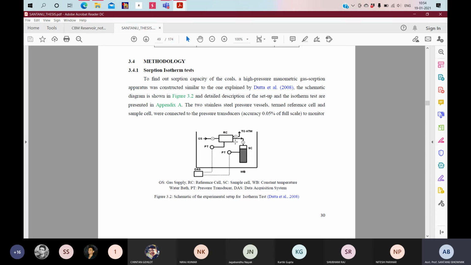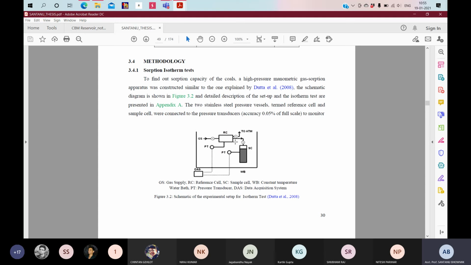In the next step, we will add some more gas. So the pressure in the reference cell will be increased again. Suppose in the earlier stage it was 1 megapascal. In this step, it will be 2 megapascal, and then it will stabilize. And after stabilizing, we will put some amount of this 2 megapascal gas into the sample cell.